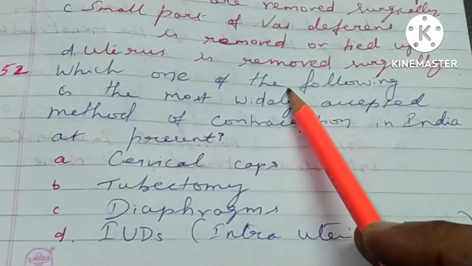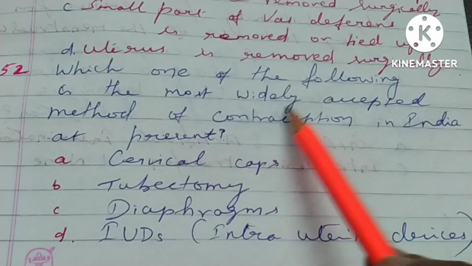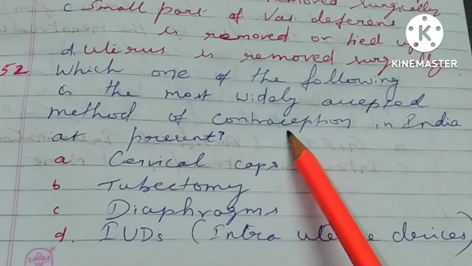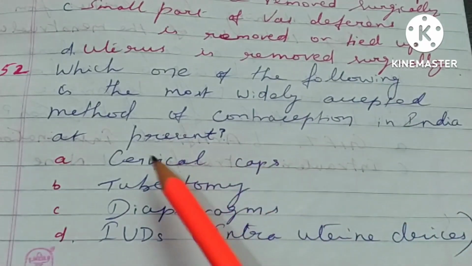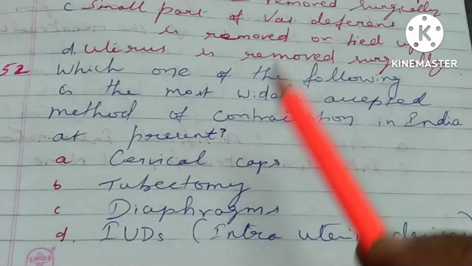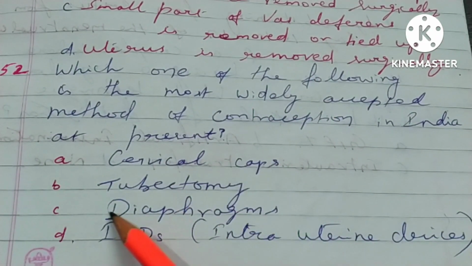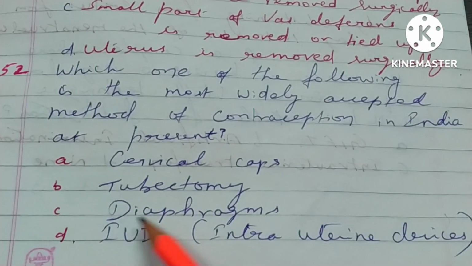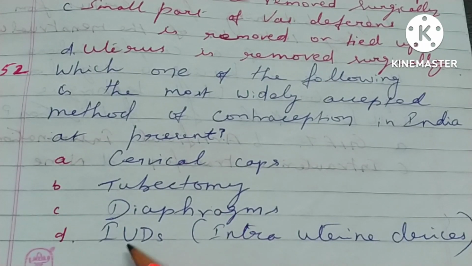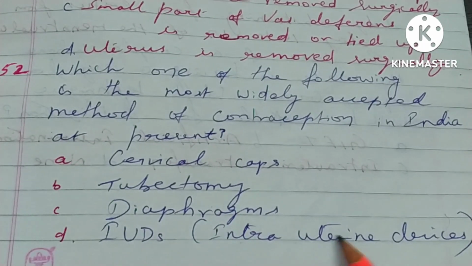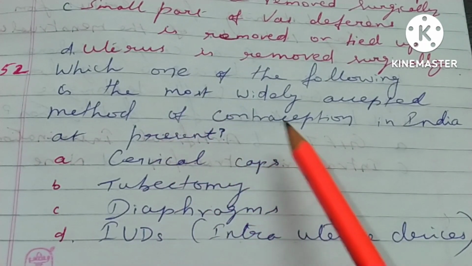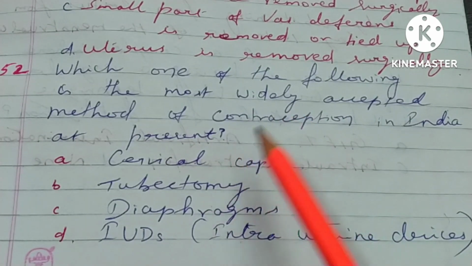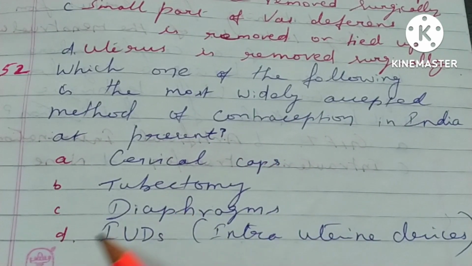Which one of the following is the most widely accepted method of contraception in India at present? Option A, cervical caps. Option B, tubectomy. Option C, diaphragm. Option D, intrauterine devices. In India, the widely accepted method of contraception is option D, intrauterine devices.